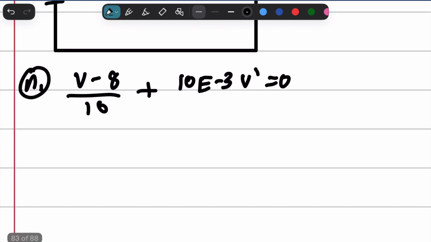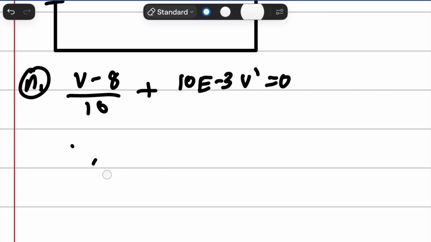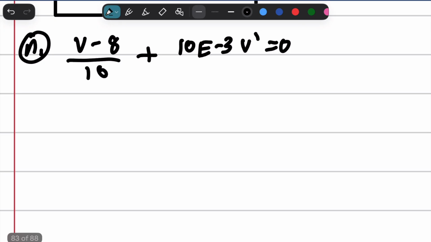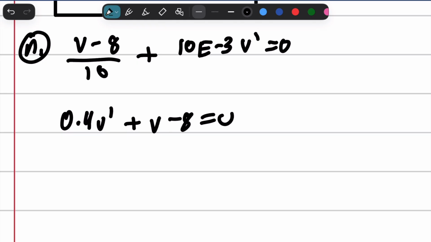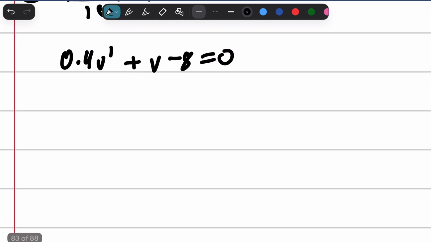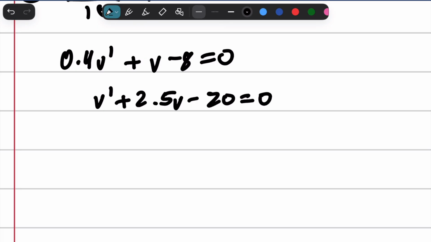Once we solve this all out, we're going to get V prime plus 2.5V minus 20. Actually, let me go ahead and just write all of that out. So we're going to multiply both sides by 10, and we're going to get 0.4V prime plus V minus 8 equals 0. Divide both sides by 0.4, V prime plus 2.5V minus 20 equals 0.